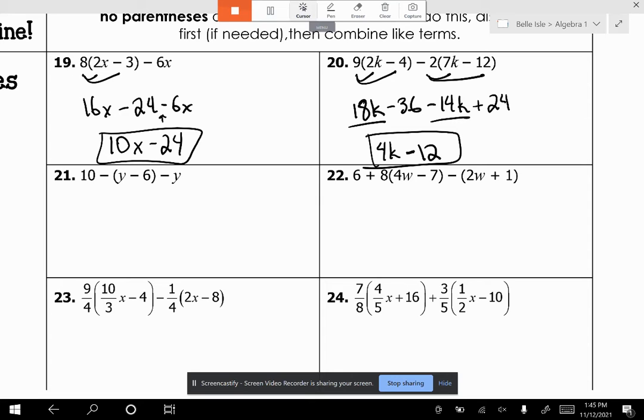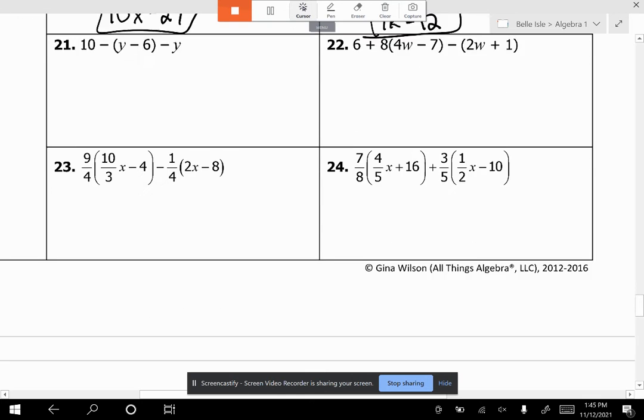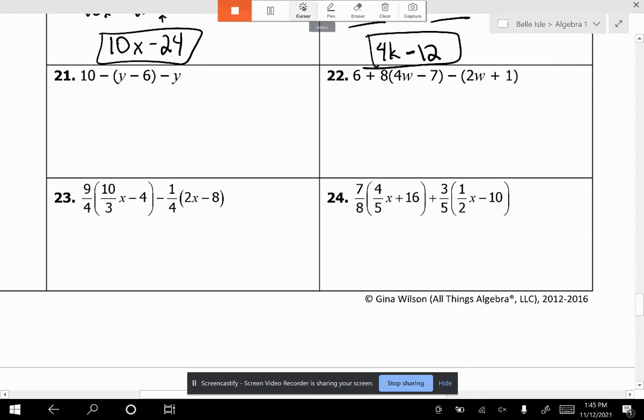Okay, 21. You want us to do 21? No, I would like to talk about it. Okay, so number 21. This is the last one I would like to do, and then I'm going to move on. I'll let you do it and you can check. Tristan, don't answer. What distributive property do we need to do on 21?